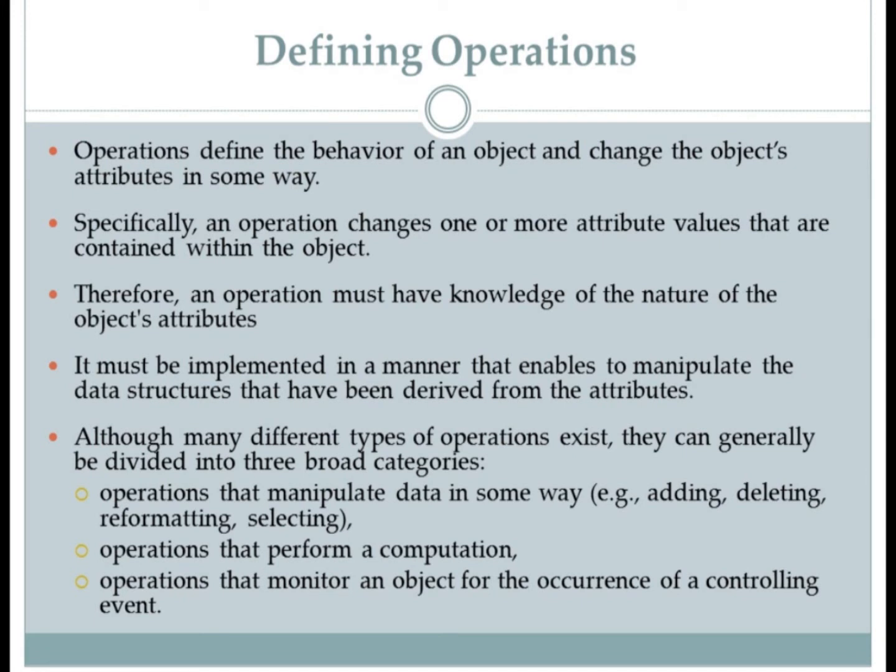Although many different types of operations exist, they are generally divided into three broad categories. The first category is operations that manipulate the data in some way, like addition, deletion, reformatting, updating and selecting, like computation on real values. And there are some operations that monitor an object for the occurrence of a controlling event. Here, the controlling event might be a condition based program or a trigger based activity.